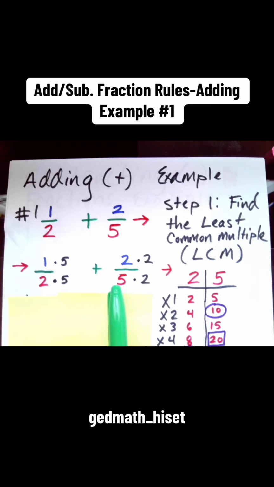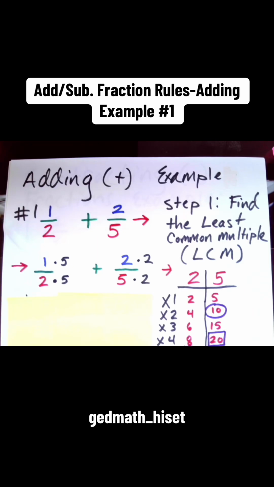Plus, what number does 5 and 2 share? Again, it shares 10. So what do I multiply the denominator here by? By 2. 5 times 2 is 10. What I do to the bottom, I gotta do to the top. So 2 times 2 is 4.